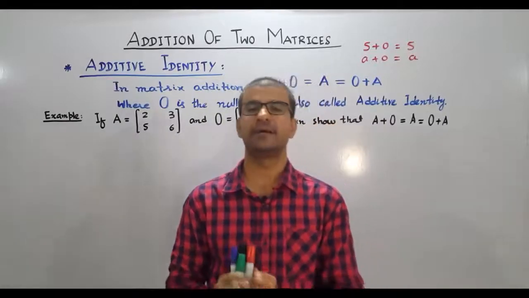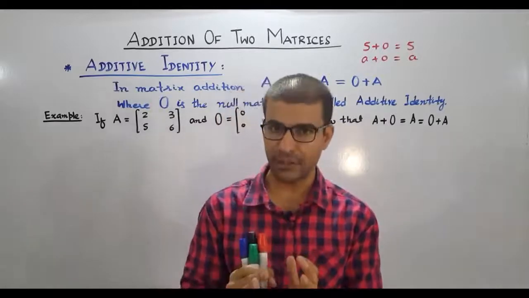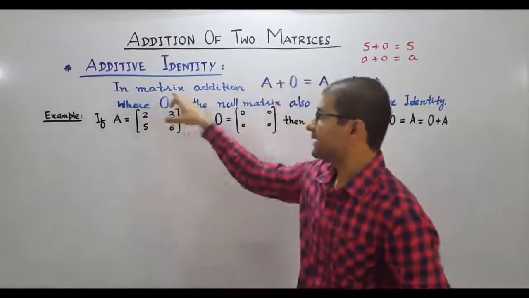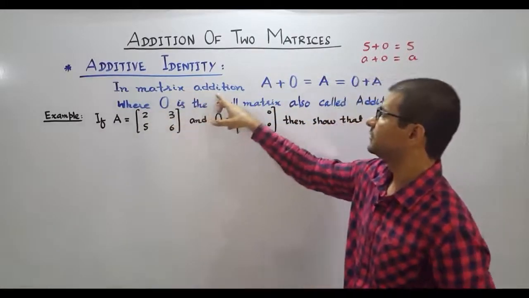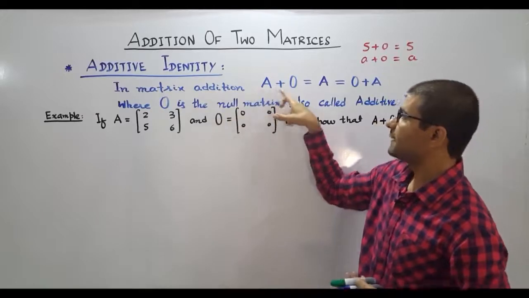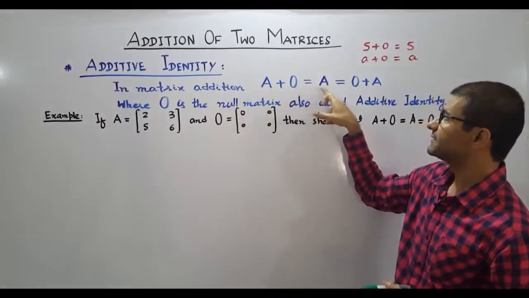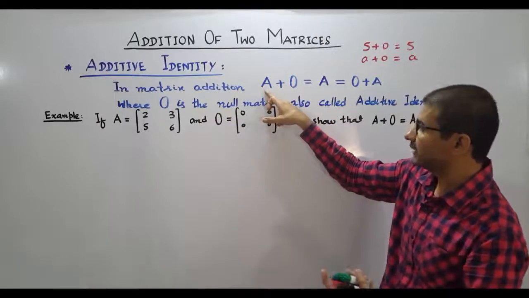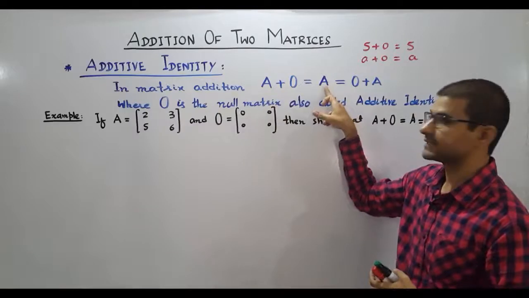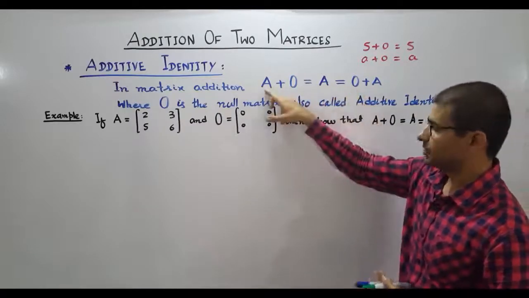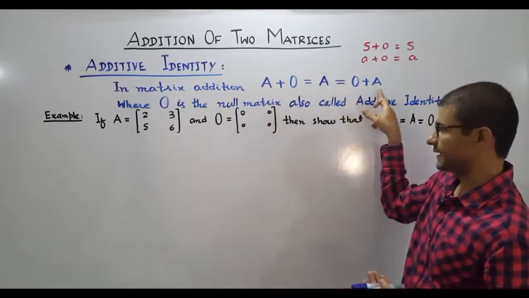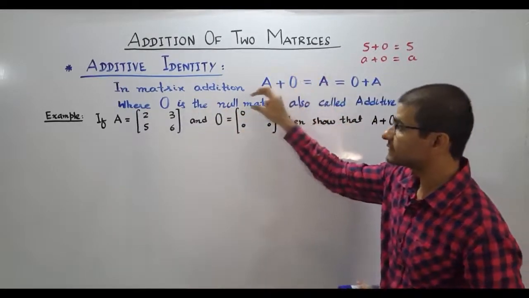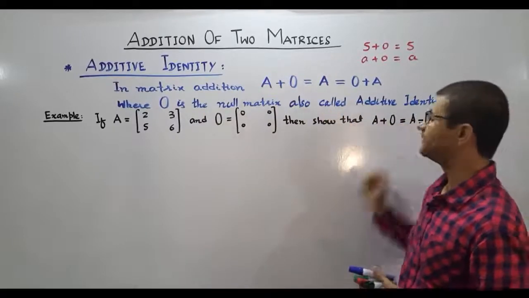In matrices, the null matrix, the 0 matrix, is called additive identity. In matrix addition, we have A plus O is equal to A. If we add the null matrix to any other matrix, then we get matrix A. You can add A plus O or O plus A, where O is the null matrix, the 0 matrix, also called additive identity.